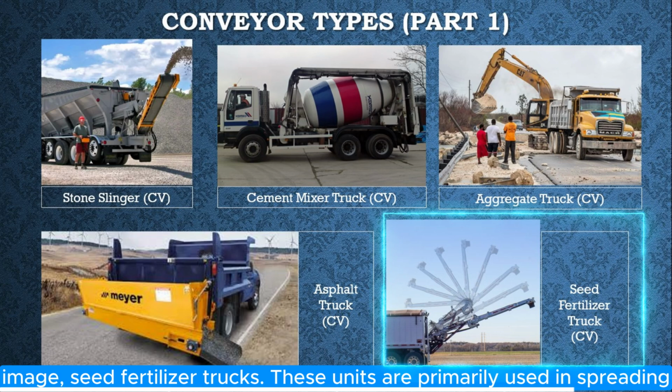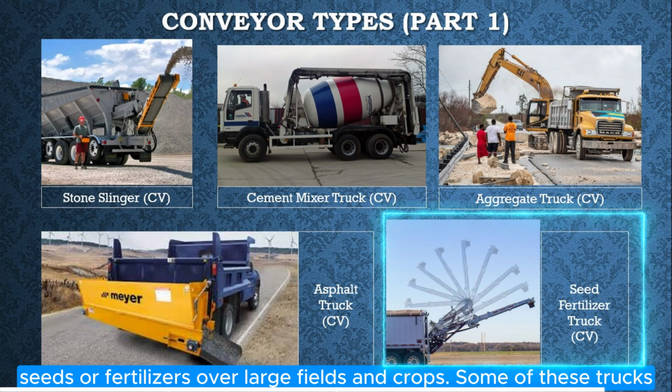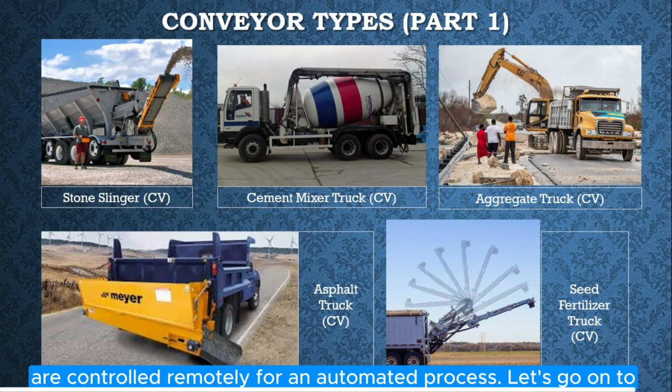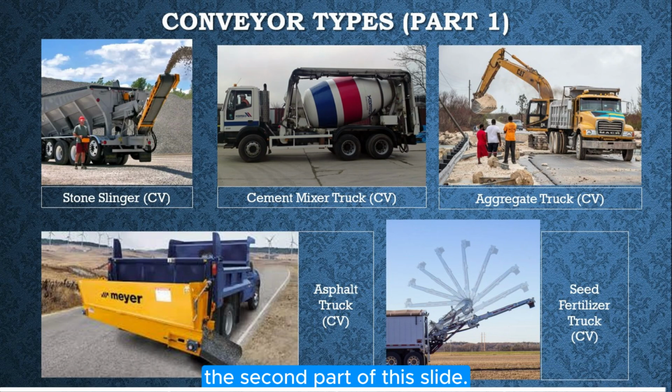Seed fertilizer trucks. These units are primarily used in spreading seeds or fertilizers over large fields and crops. Some of these trucks are controlled remotely for an automated process. Okay? So let's go on to the second part of this slide.